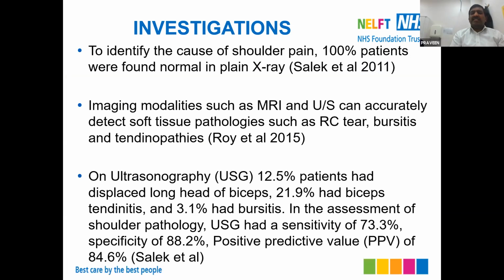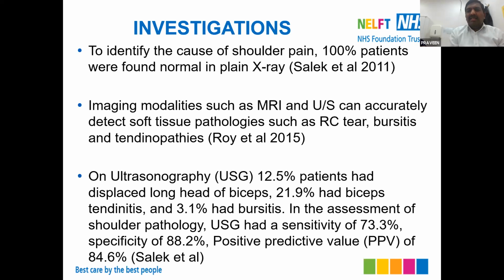Now, in terms of investigations, Salek et al. state that 100% of patients were found normal in plain X-ray following shoulder pain. They haven't classified what kind of patients, because I'm sure if they've had patients with glenohumeral joint arthritis, that wouldn't be 100%. So I would probably take that with a pinch of salt, because sometimes when you refer a patient with pain in the shoulder for an X-ray, that does bring up degenerative changes within the acromioclavicular joint and glenohumeral joint. But if it is following suspicion of rotator cuff pathology, the X-ray will definitely be a normal X-ray.